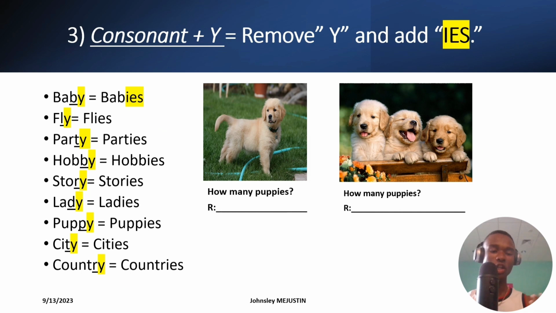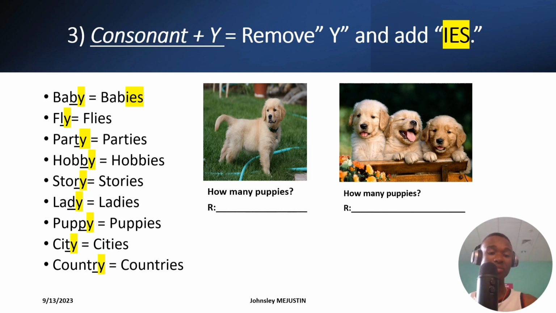Very important. So when we have a word that ends in a consonant plus y, you need to remove the y and add ies. So when I say consonant, any letters that are not a, e, i, o, u, these letters, if they are not these letters, then they are consonants, like B, D, F, M, and P. So these are consonants.